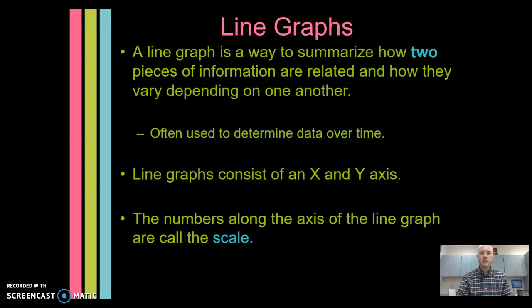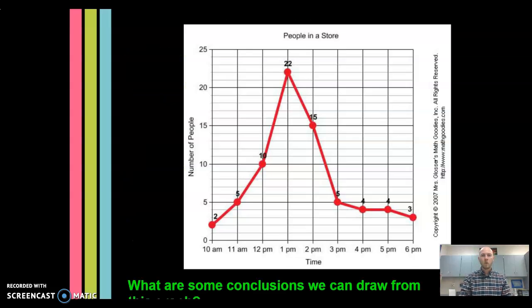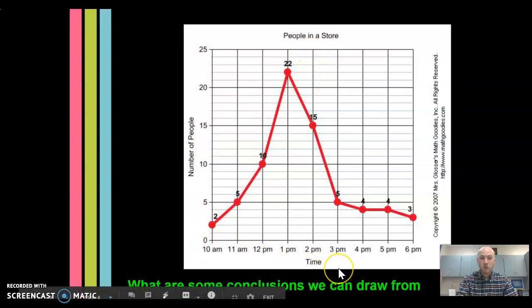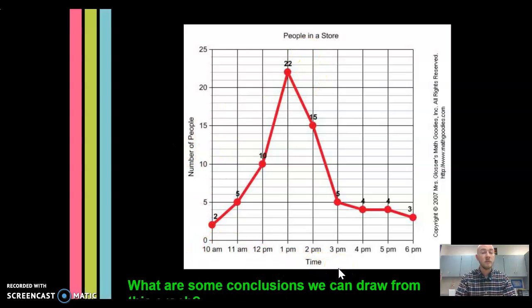So what does a line graph look like? Well, here's an example. This line graph here, we can tell is showing a comparison of the number of people that are in a store over time. So again, we're comparing two things. We're making a comparison between the time and the people. And the question says, what are some conclusions that we can draw from this? So think about it. What are some conclusions that we can draw?